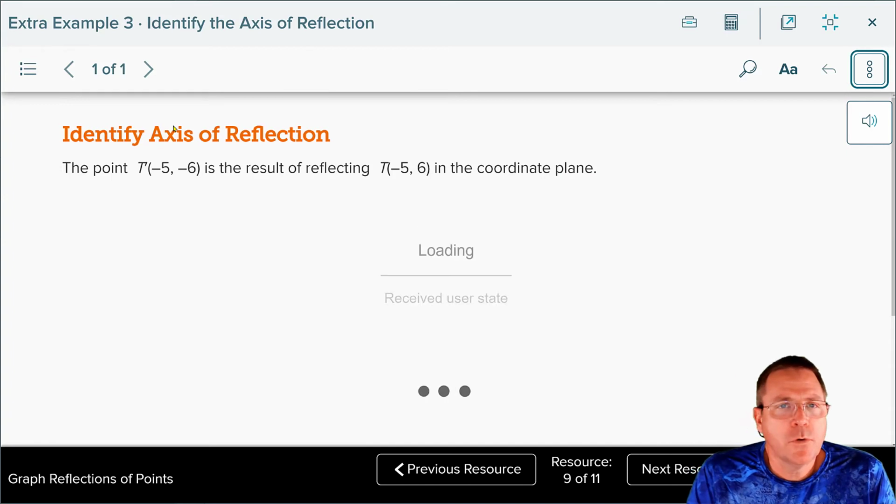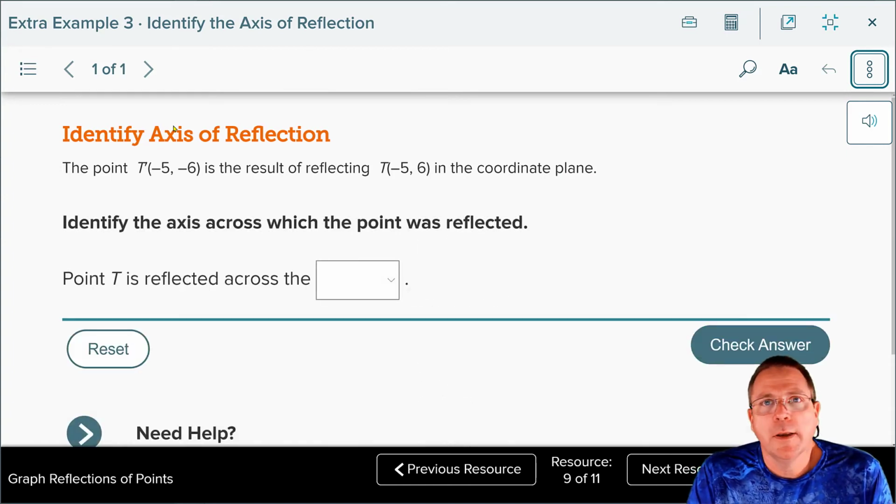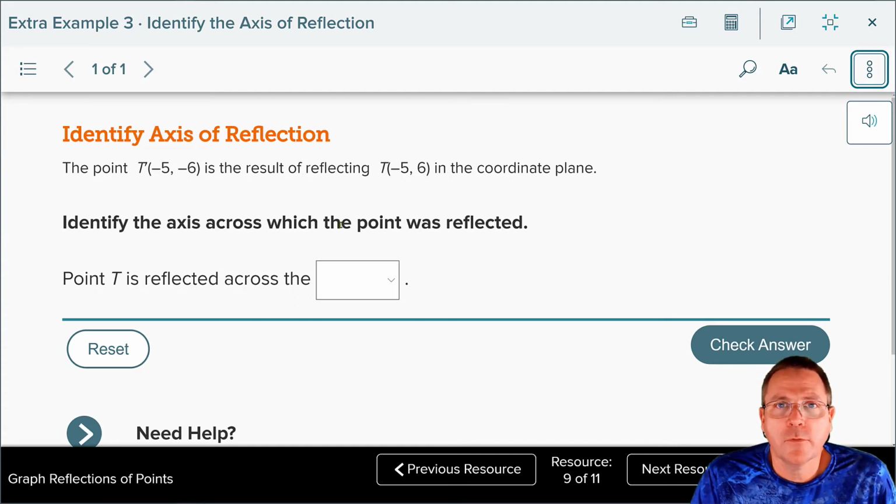Now it's going to be your turn to do one on your own. The point T prime is at negative 4, negative 6 as a result of reflecting T, which was at negative 5, positive 6 in the coordinate plane. Identify the axis which the point was reflected across. Pause the video, answer the question.